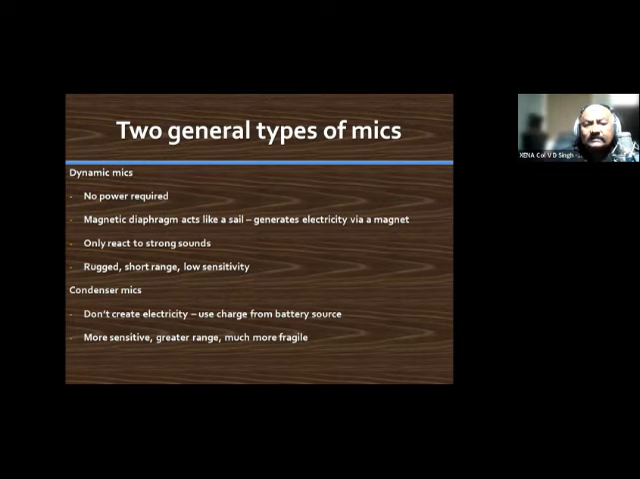Whereas condenser microphones don't create electricity. They use external electricity. To energize a condenser microphone, you require an external source of energy. There's an international standard for this, which is basically 48 volt DC, supplied to the condenser microphone in order to make it functional. They are very sensitive, with greater range, and of course they are fragile.